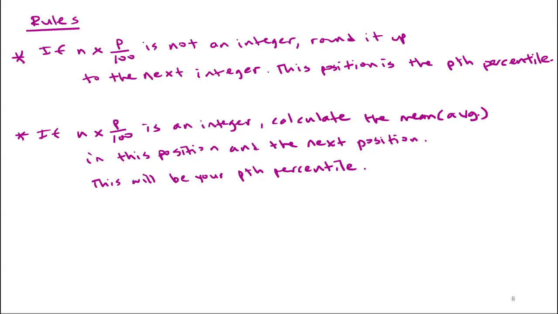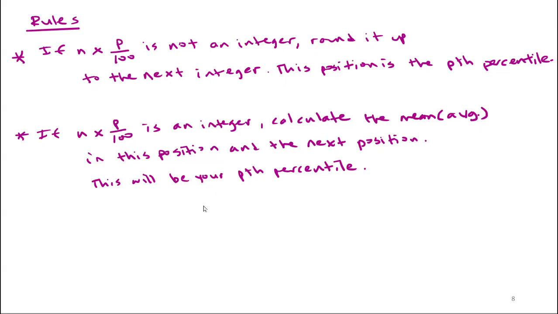Okay. So for this next problem, we need to make a note of these rules first. It says here, rule number one says if n times p over 100 is not an integer, round it up to the next integer. This position is the pth percentile, okay? If n times p over 100 is an integer, calculate the mean, the average, of this position and the next position. This will be your pth percentile.